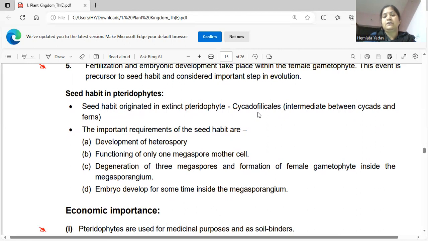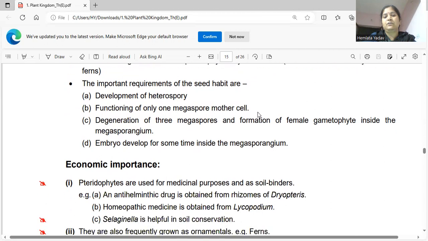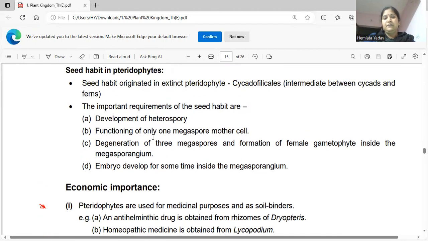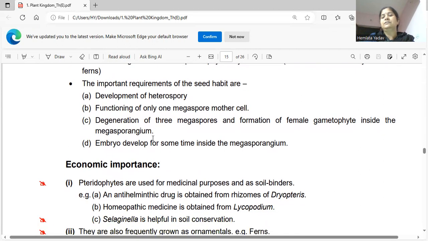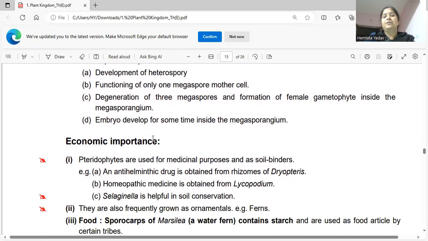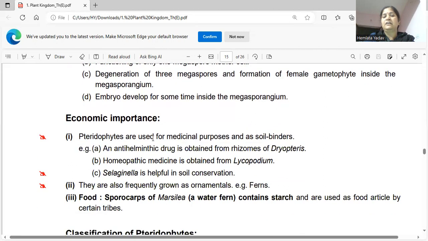The important requirements of the seed habit are development of heterospory, functioning of only one megaspore mother cell, degeneration of the 3 megaspores and formation of the female gametophyte, and embryo development inside the megasporangium.